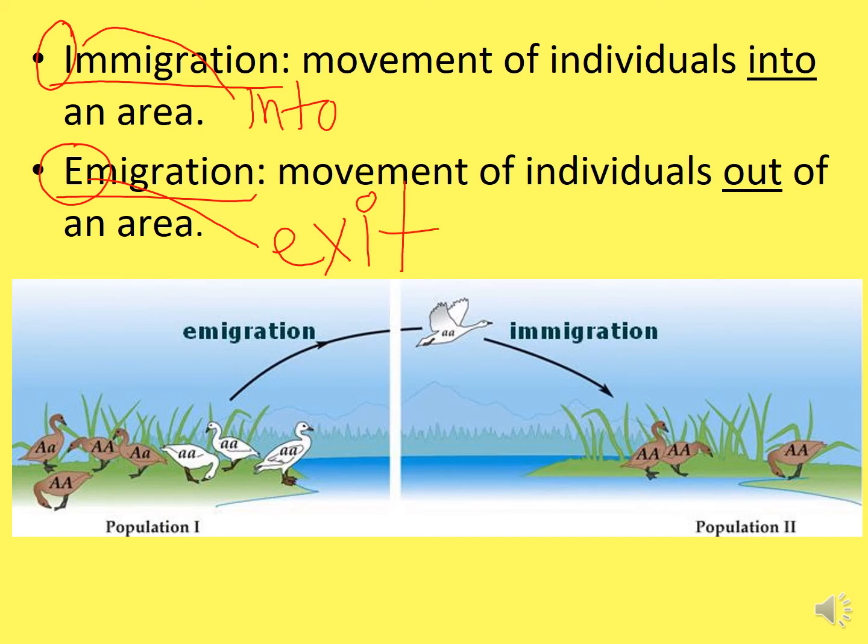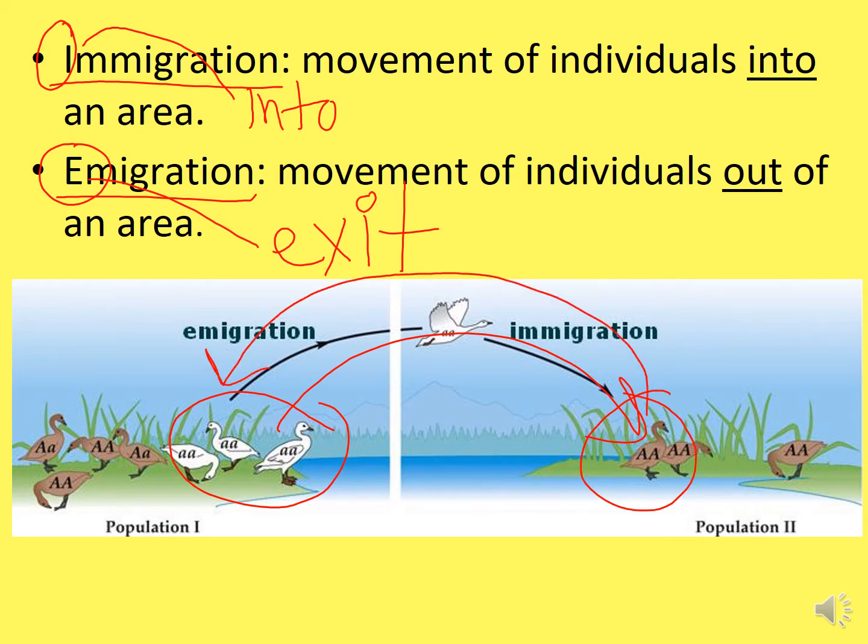So say someone decides, you know what, I want to move, so they immigrated. That's why they're called immigrants, because they came in. But when they decide to leave, they're called emigrants.